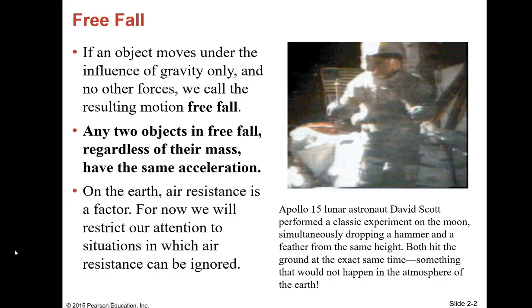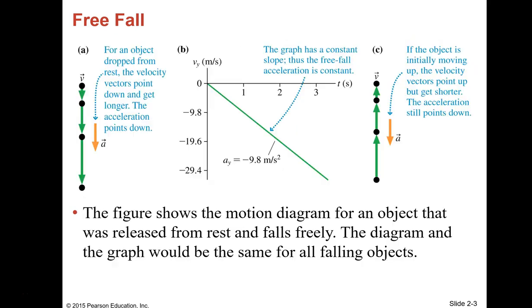How about that? So as you saw, those two objects fell at the same rate on the surface of the moon. Okay, they were in a state of free fall. They were falling only due to the force of gravity pulling on them.